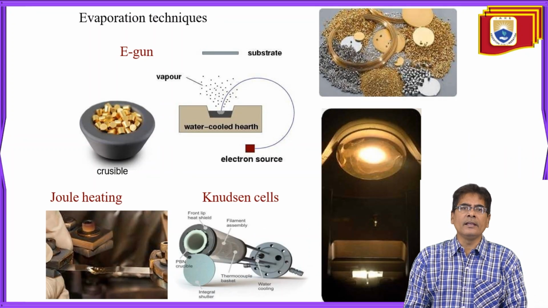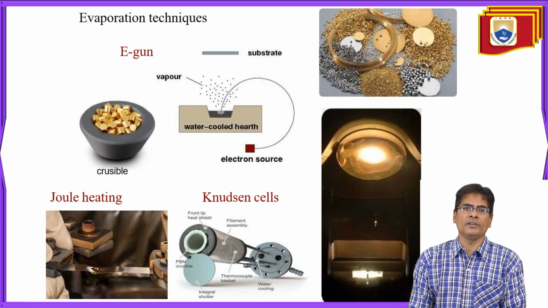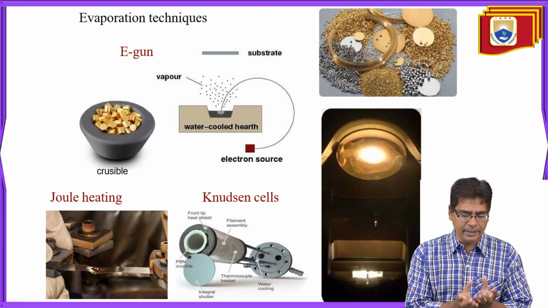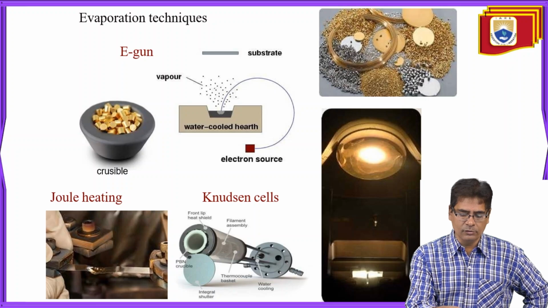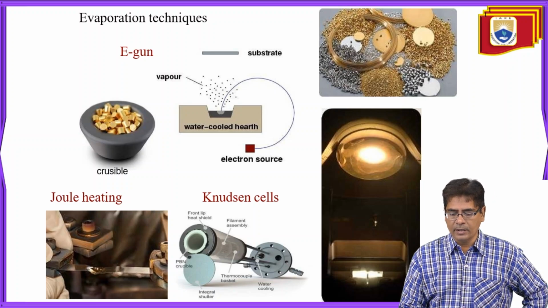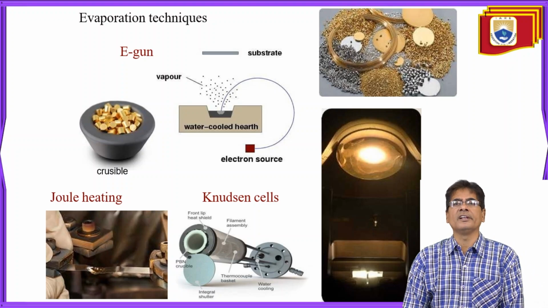So evaporation techniques include the E-gun, that is, the electron gun. In E-gun deposition, the materials are taken in a crucible and then heated, with the crucible and the electron source water cooled, and the vapors are allowed to fall on the substrate. So this is the Joule heating method, and these are the Knudsen cells.